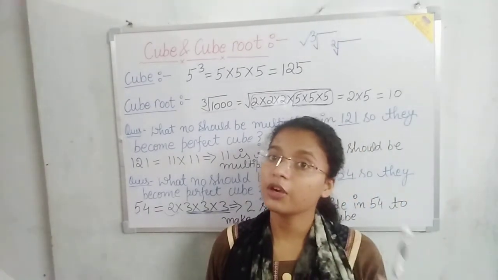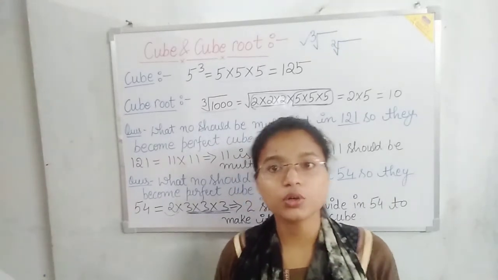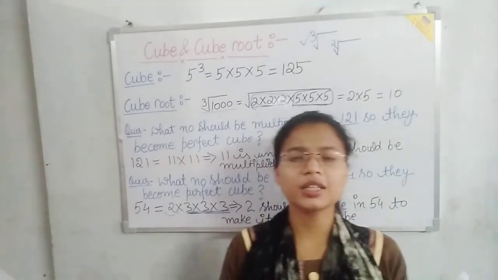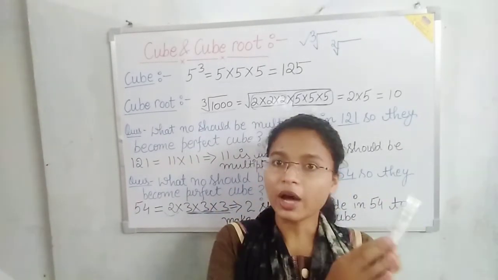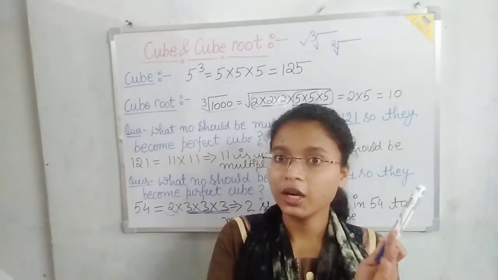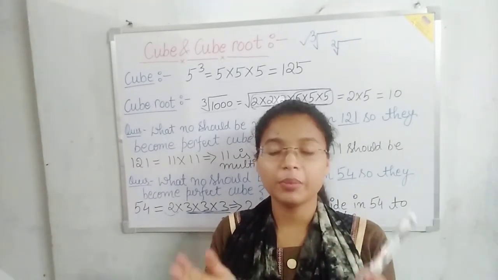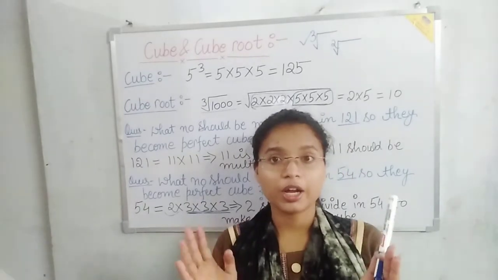In the same way we were doing in the square root, we do in the cube root also. Only the small difference is that in the square root we were making the pair of 2 and in the cube root we will make the pair of 3.